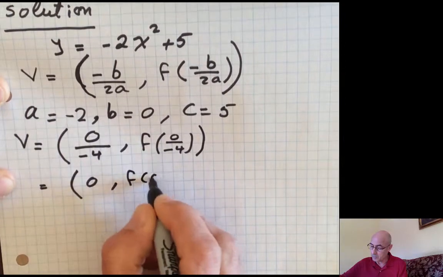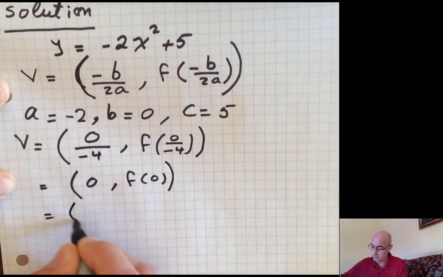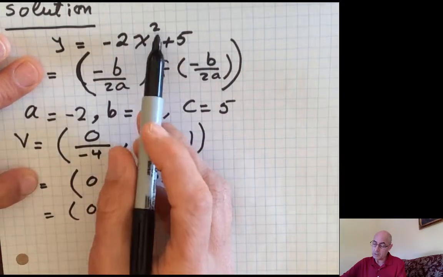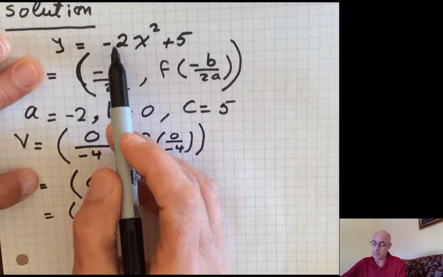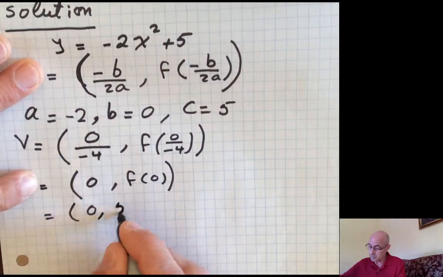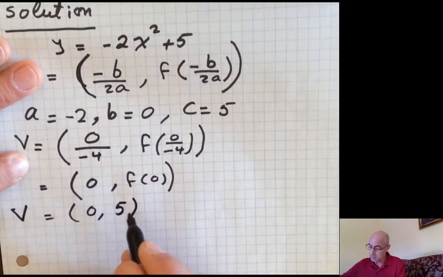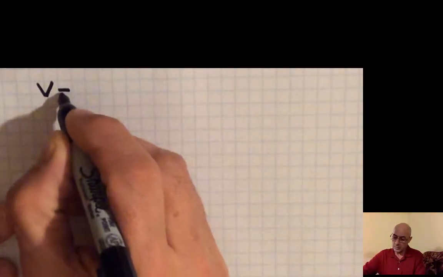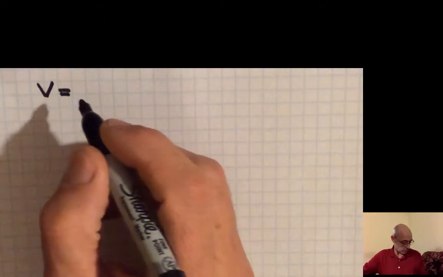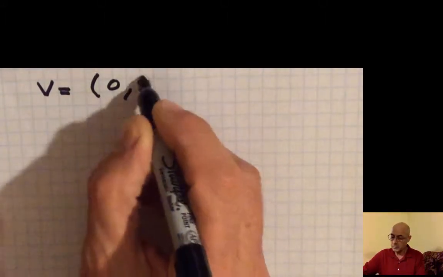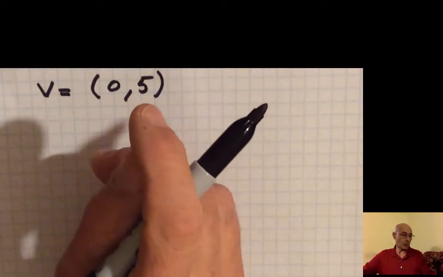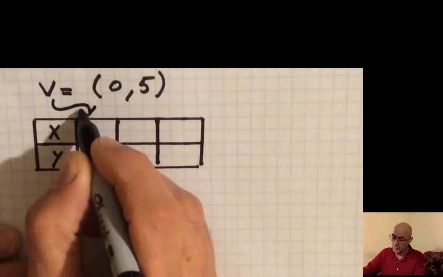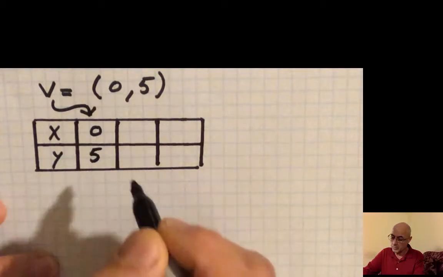So 0 and f of 0. So it's 0, comma. If I plug in 0 in here, this is going to be 0, because 0 times 0 is 0, times negative 2 is 0. Plus 5, it's 5. So the vertex is 0, comma 5. Now to graph it, we did find the vertex already, it was 0, comma 5. So x, y, we start over here with the vertex 0, 5.